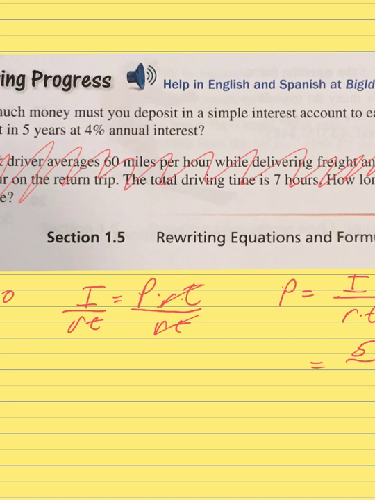The tricky part, if you didn't do it, is that you need to convert the percent to a decimal, which means you move the decimal place over 2 places to the left. 0.04 is the rate. So 0.04 times 5 years, and that comes out to, in your calculator, $2,500.